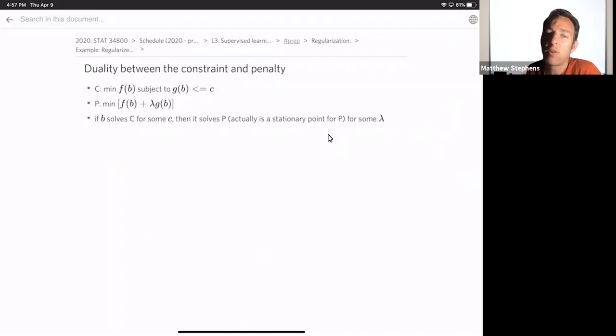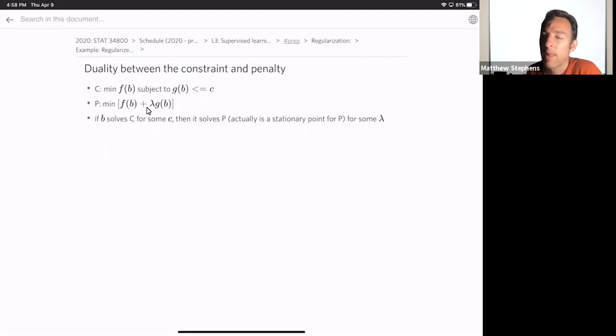And so the correspondence between these problems is that for any little c, there's essentially a corresponding lambda. The correspondence might not be that easy to discover, but for any given little c, there's a corresponding lambda. So if you can solve this constrained problem for a little c, it also solves the penalized problem for some lambda.